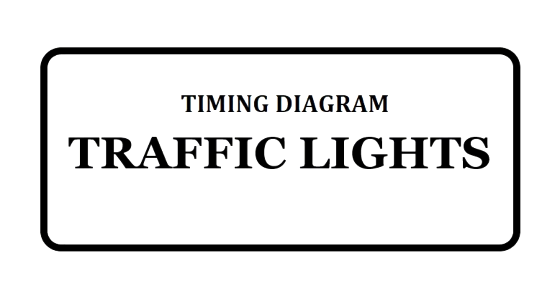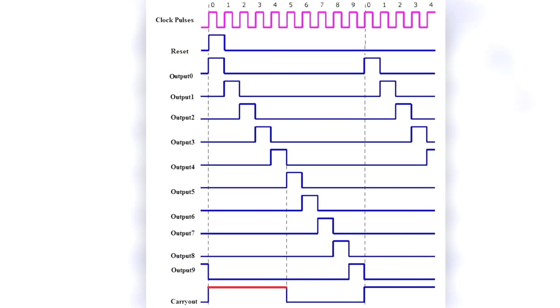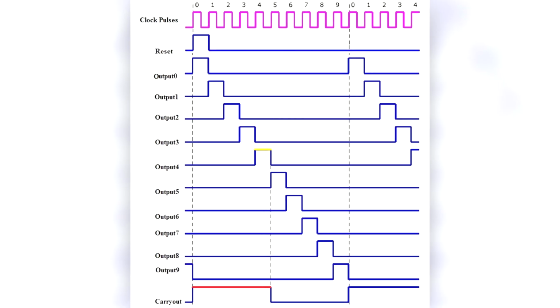Timing diagram. Red, red and yellow, green, green, green, green, yellow, red. And the cycle repeats.